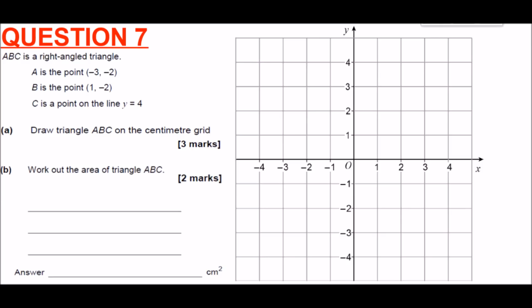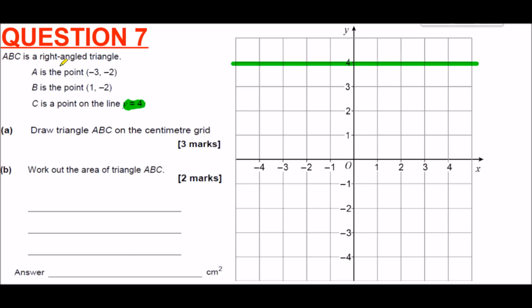Question 7 we've got to have a look at now. We've been told that ABC is a right-angled triangle, and we've been given point A, point B, and we're told that point C is a point on the line y equals 4. So I'm just going to dive in and have a look at point C. Now the line y equals 4 is a horizontal line which cuts the y-axis at 4. So this line is going to look something like this, with a straight line going across at y equals 4.